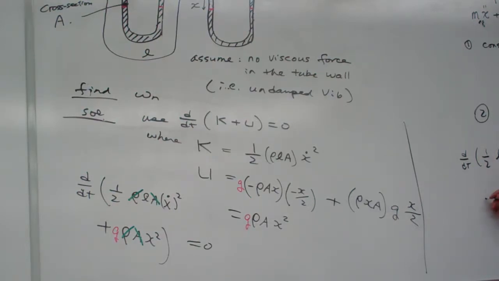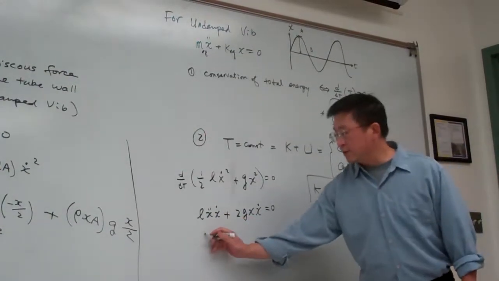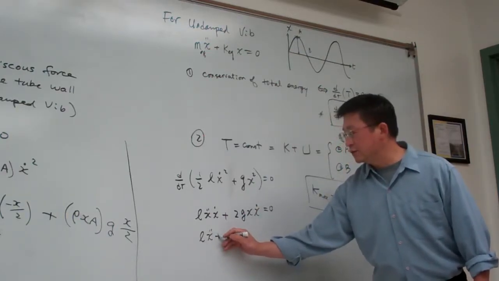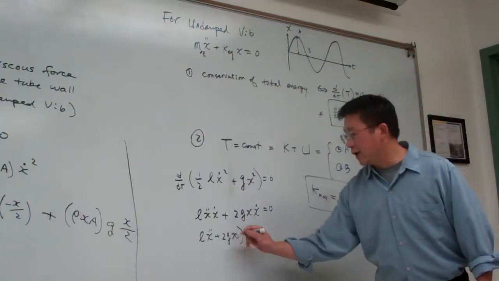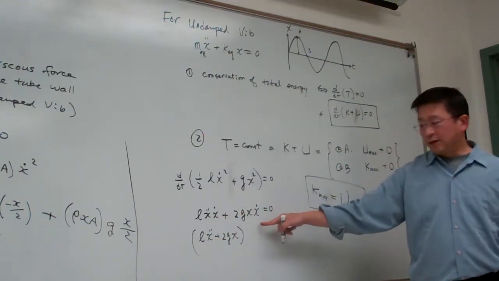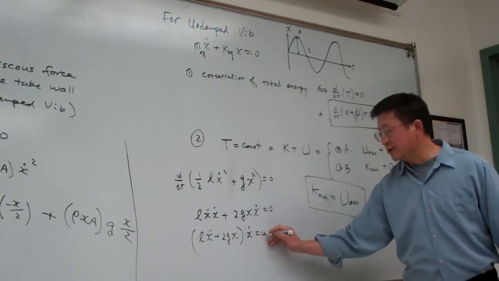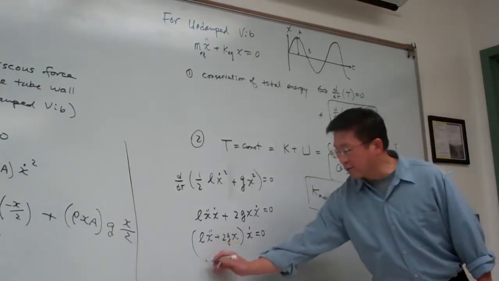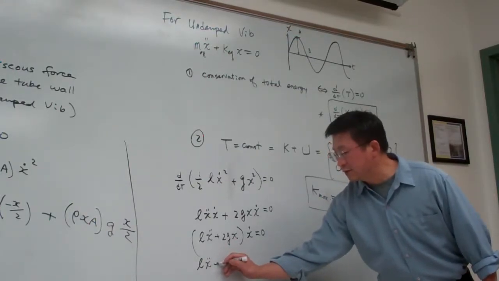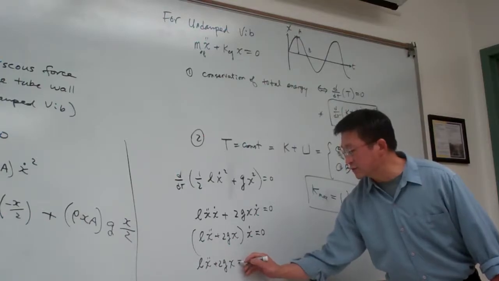The first term is equal to L x double dot times x dot. Again, you carefully do the chain rule on the first term. Then we take the derivative of the second term, that is 2g x times x dot. Again, you take the chain rule on the second term here. Because they have a common x dot term, let me take the x dot term outside. Therefore, we have x dot times (L x double dot plus 2g x) equal to 0.